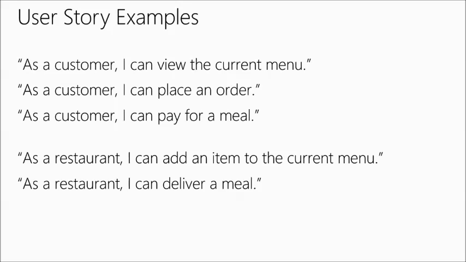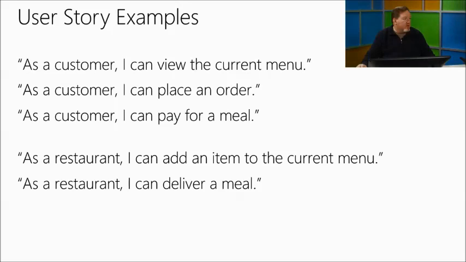Then if you think about it from a restaurant perspective, you want to add an item to the current menu. You may also want to delete an item from the current menu, but that's not in here. So we wouldn't identify that as being a part of the user story. And then also the restaurant wants to be able to deliver the meal. So those are user story examples. Very simple, very easy, but very important as you think about truly understanding the requirements of the customer.